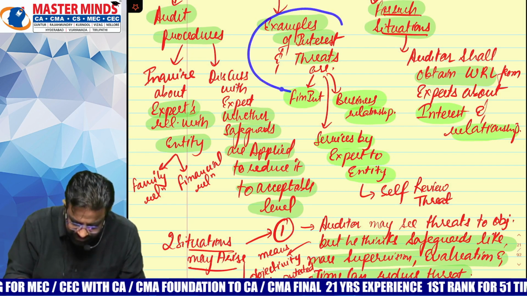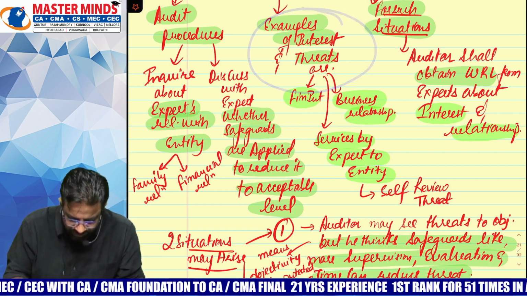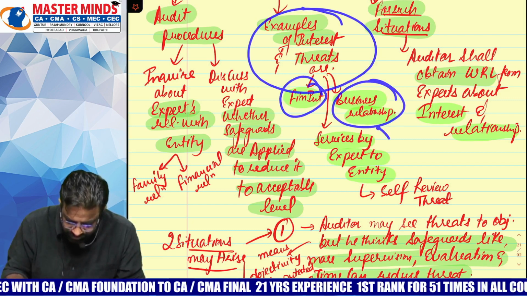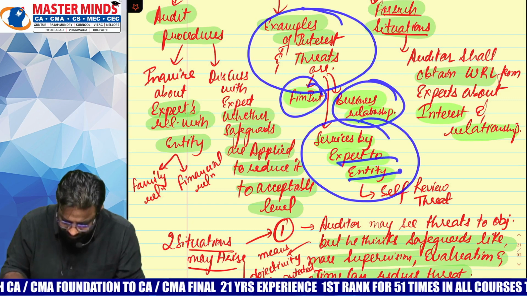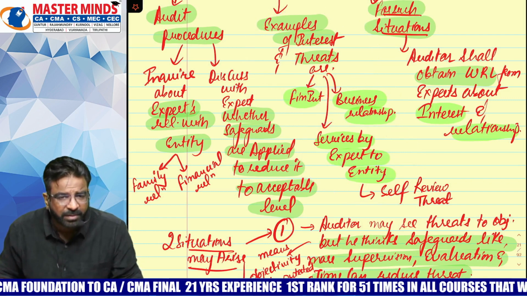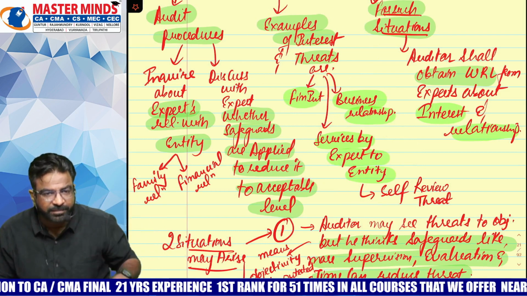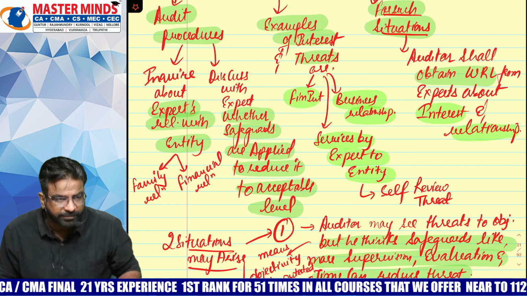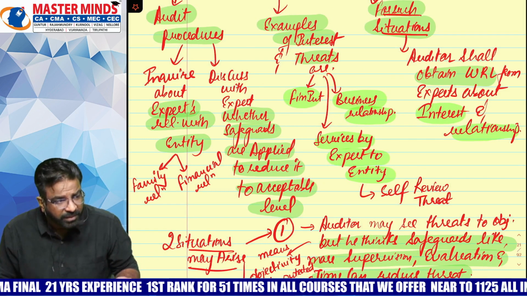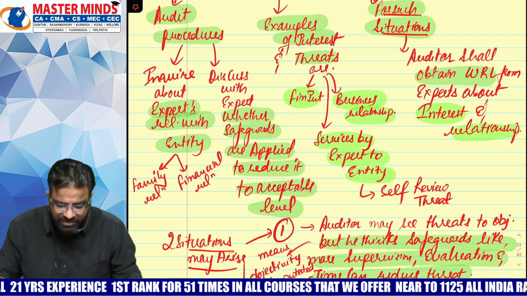Then next one, examples of what? Interest threat, financial interest threat, business relationship threat, or services by the expert to the what? Entity. Please tell me, 6 months back you worked in that entity and today you are my expert. Which kind of threat do you have? Self-review threat. Are you getting the point?